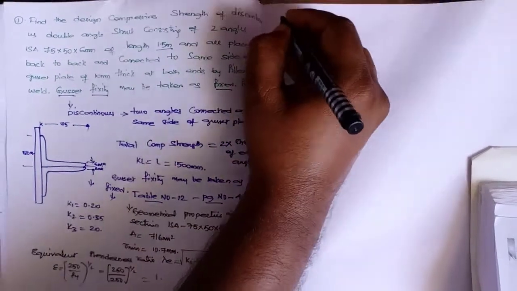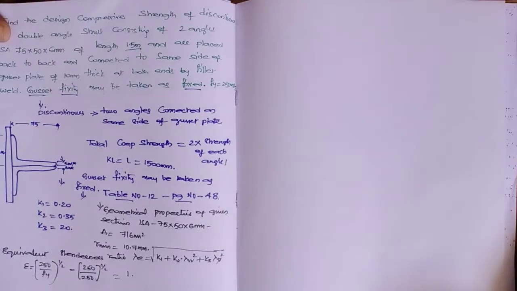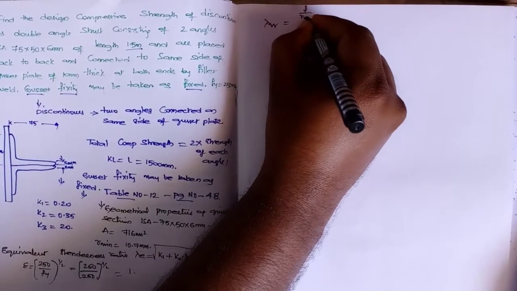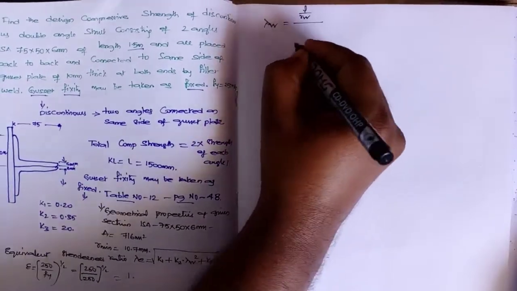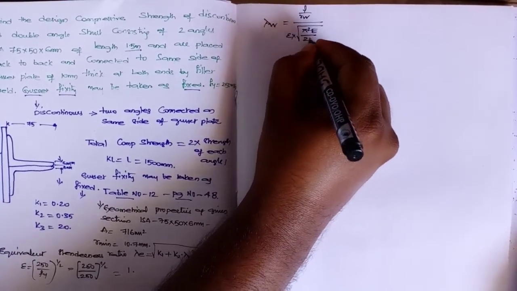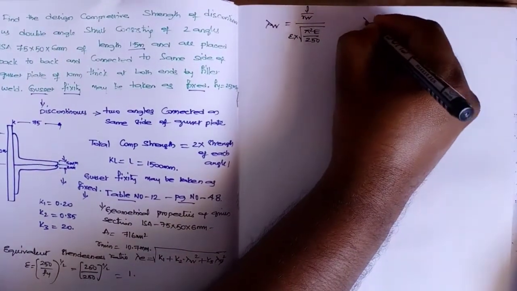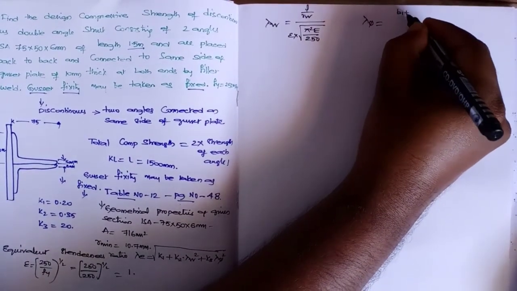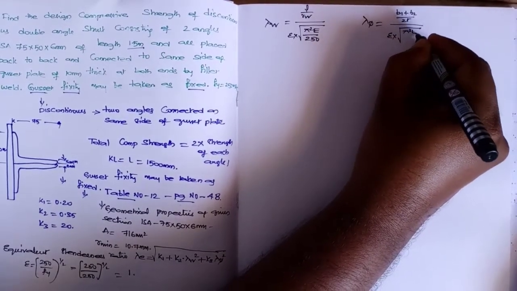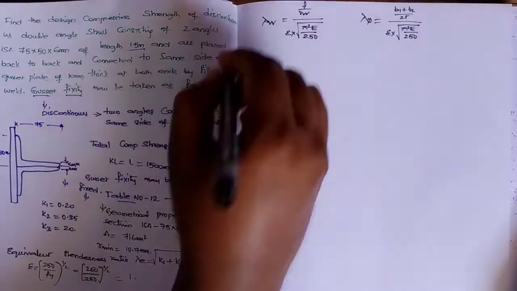Okay, so first of all, what is lambda vv equals to L by r vv by epsilon into root of pi square E by 250. Okay, next, what is lambda phi? b1 plus b2 by 2t by epsilon into root of pi square E by 250. Now L is given, everything is given.